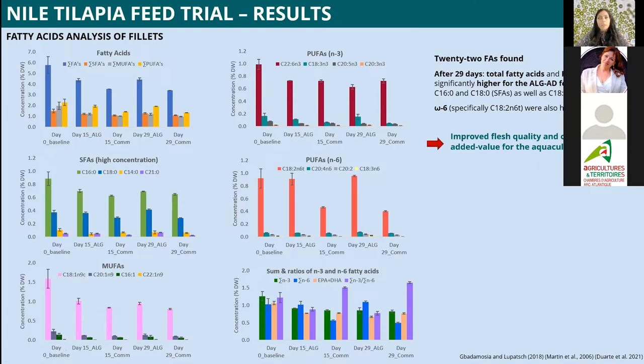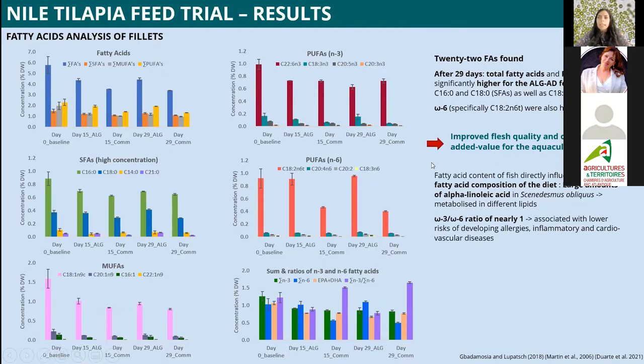And then looking at our feed composition, we sort of knew that the high amounts of fatty acid found in the Scenedesmus were directly metabolized by the fish and then found in the flesh. So at least we knew that the quality of our feed was found again in the quality of the flesh. And finally, from a nutritional value, when we looked at the omega-3, omega-6 ratio, we found that it was quite close to one, which was really good because these values are associated with lower risk of developing allergies or inflammatory and cardiovascular disease. So this provided a clear advantage as well of the ALG-AD feed in terms of quality of the flesh in the Nile Tilapia, and so a higher value for the aquaculture sector.